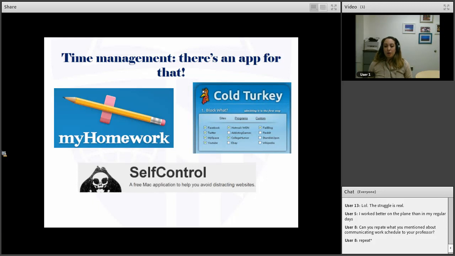These are other tools that you can use to manage your distraction from your computer. You could use Cold Turkey that will block certain programs, especially social media feeds. Self-Control is a Mac application that can help you avoid distracting websites. My Homework will also help you schedule your assignments. Other apps are Remember the Milk, RescueTime, Focus Booster. Timers would work really well, and mind mapping apps, which I'll talk about later.